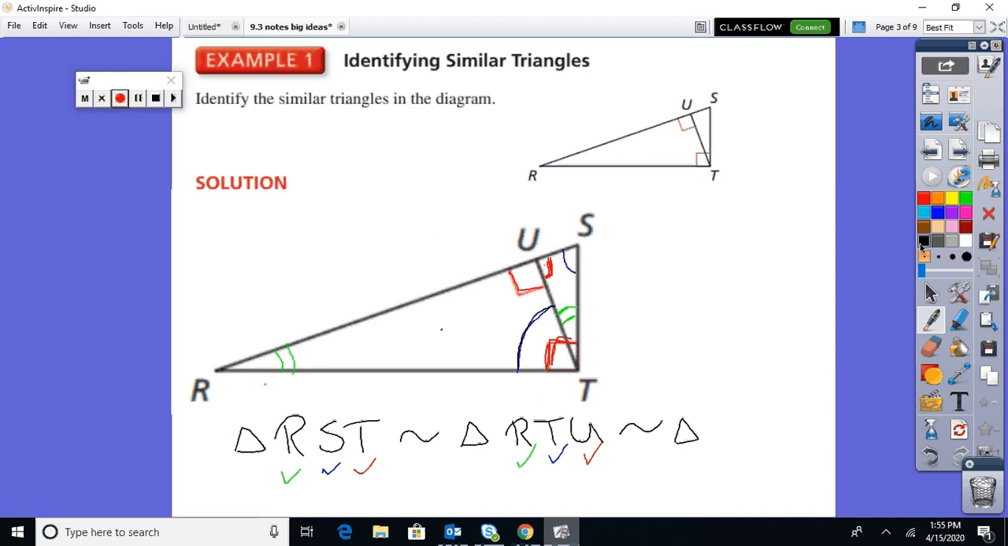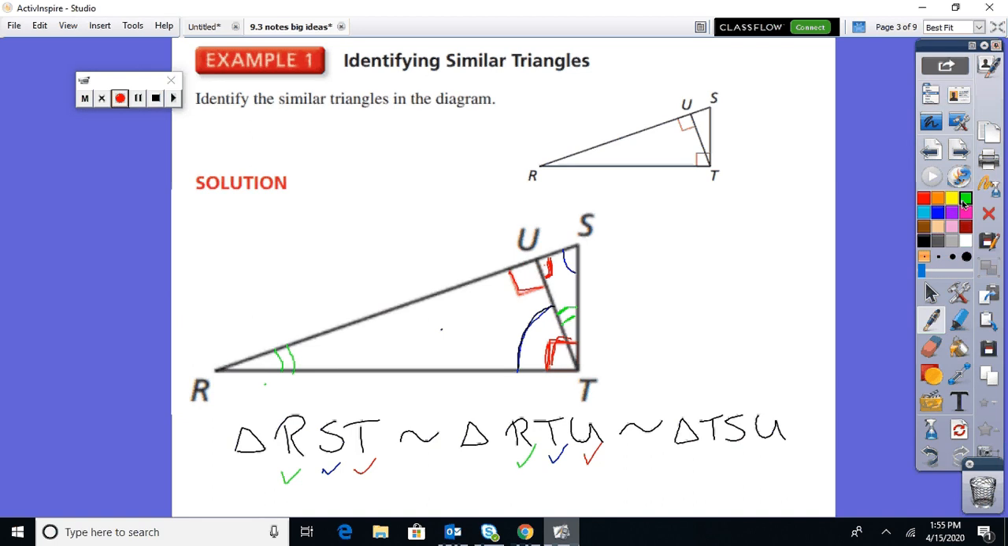So the single loop, or the double loop was first, R and R. So the R in the big one and the R in the one on the left will match up with the T in the one on the right. And then the single loops, that's going to be an S in the little triangle on the right. And then, of course, the right angle is last, so S, then U. So let's just double check.